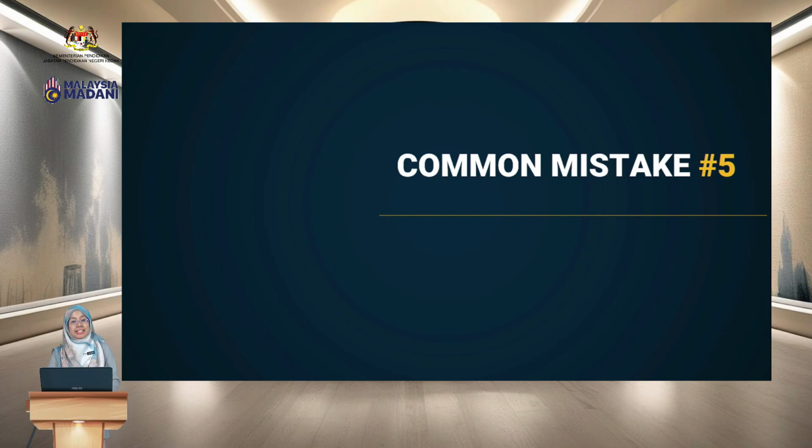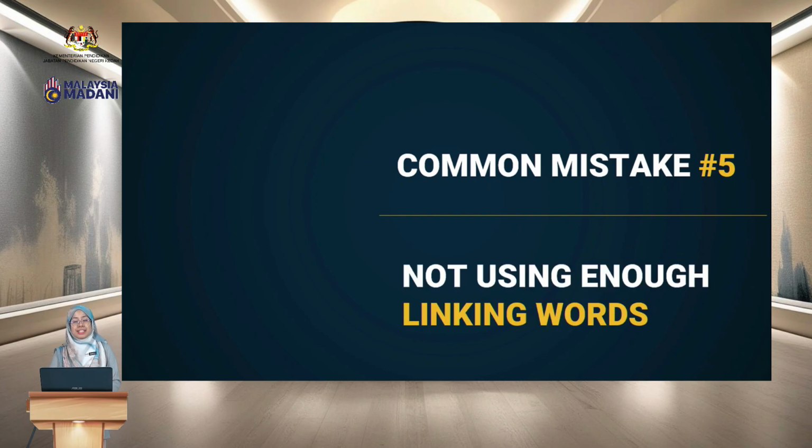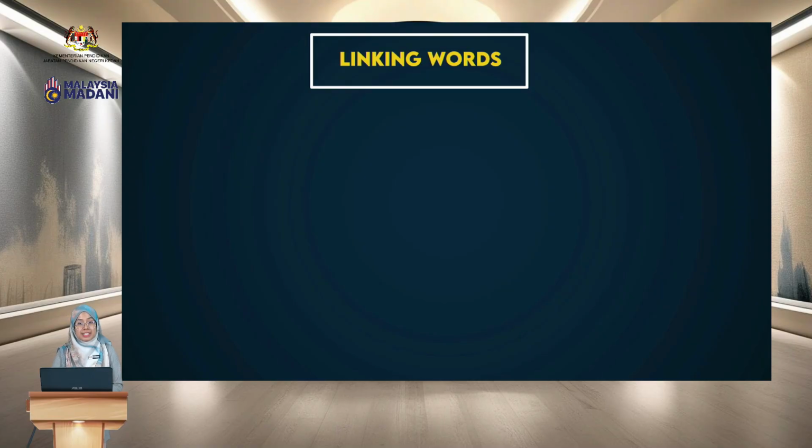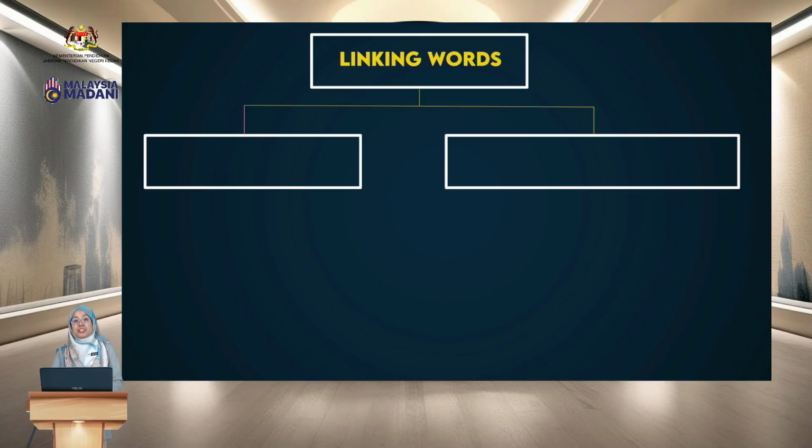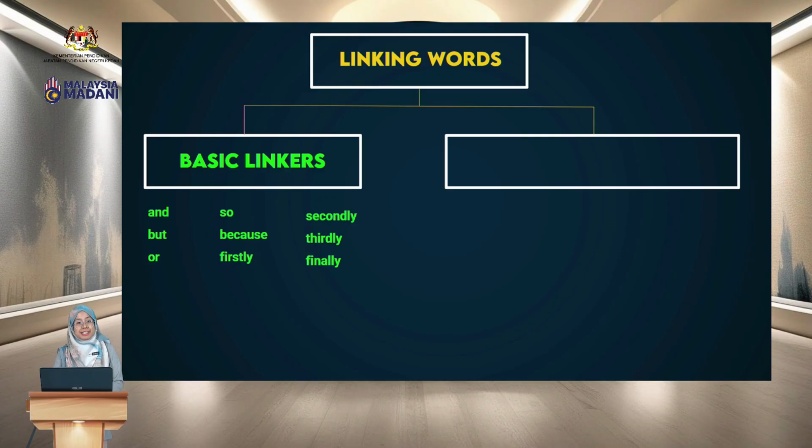Next, common mistake number 5, not using enough linking words. Do you know what linking words are? Linking words are divided into 2. The first is basic linkers such as and, but, or, so, because, firstly, secondly, thirdly, and finally.